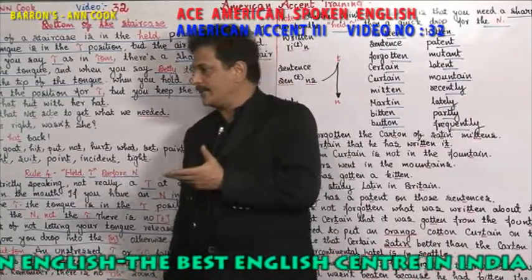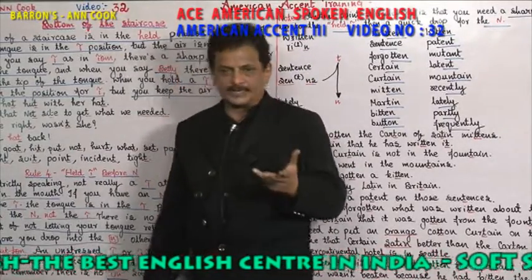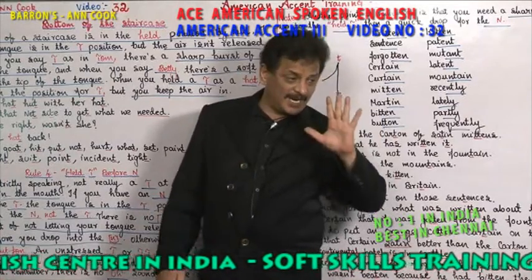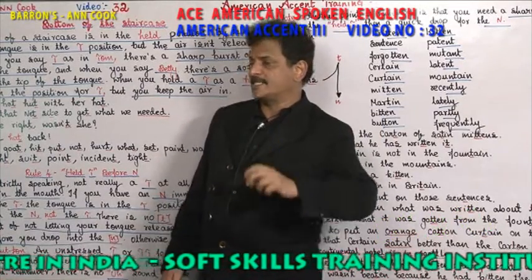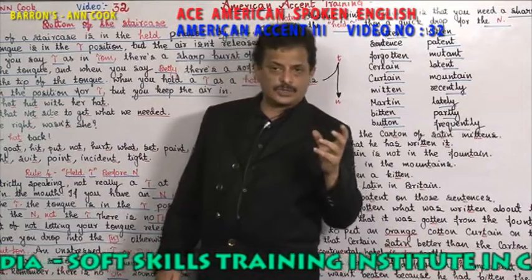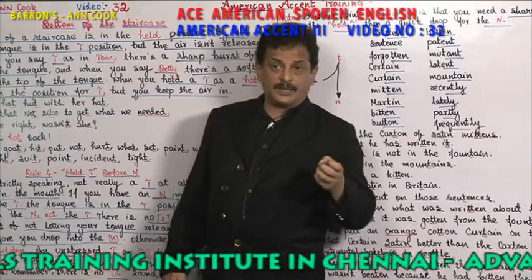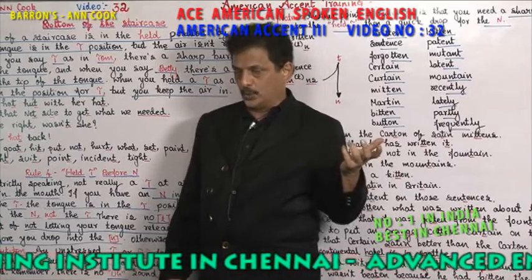Alphabets, how many are there? 26. How many vowels are there? 5. How many consonants are there? 21. Five vowels make 14 sounds, right? There are long vowels and lax vowels. A, E, I, O, U.